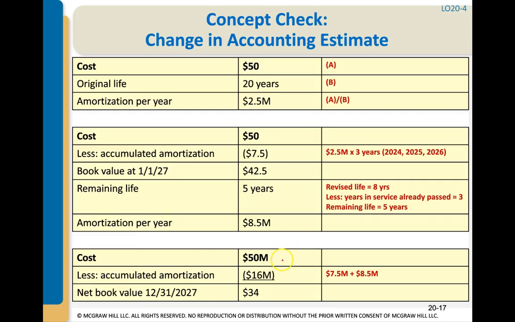The problem was asking for the net book value at the end of 2027, which means I take my original cost less my accumulated amortization through the end of 2027, which is $16 million. That $16 million is made up of the $7.5 million for the first 3 years, plus the 2027 amortization expense of $8.5 million. So that's how I get this $16 million accumulated amortization. So my net book value at the end of 2027 is $34 million.